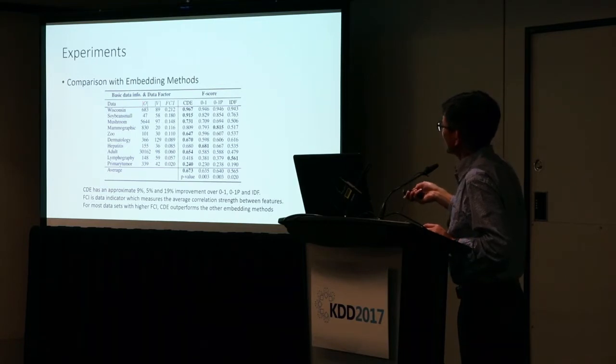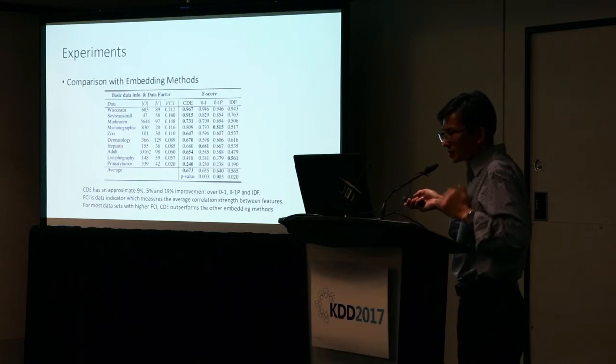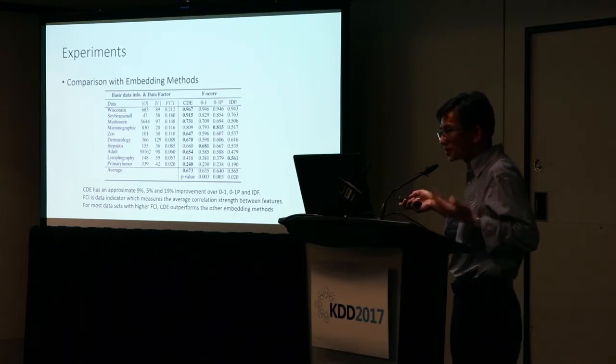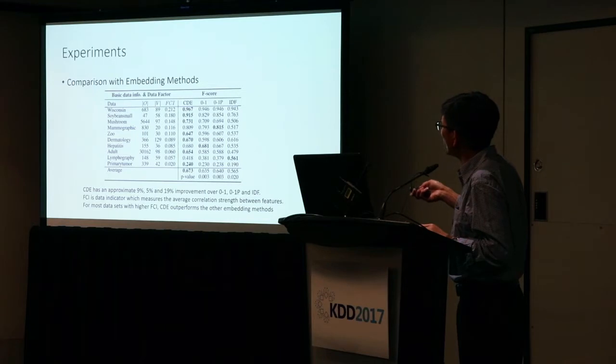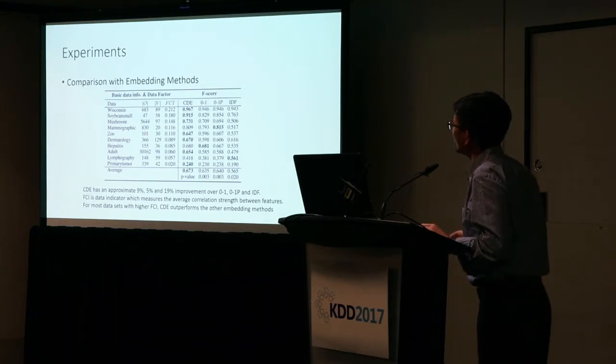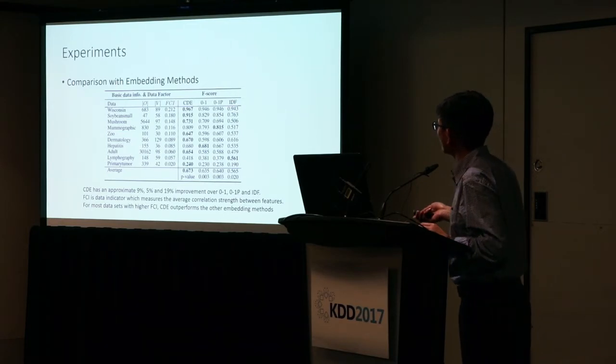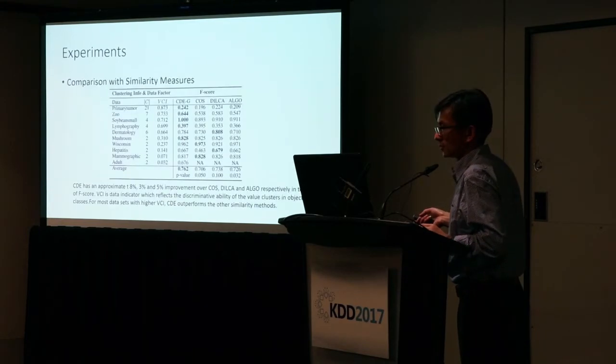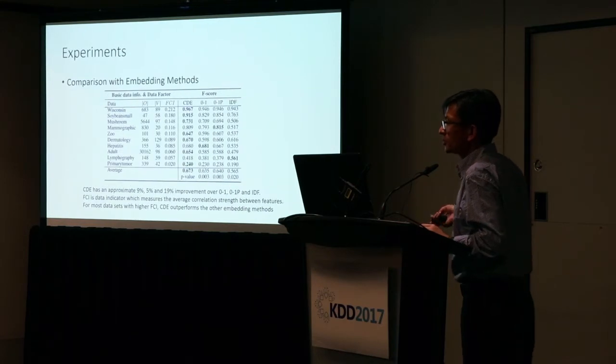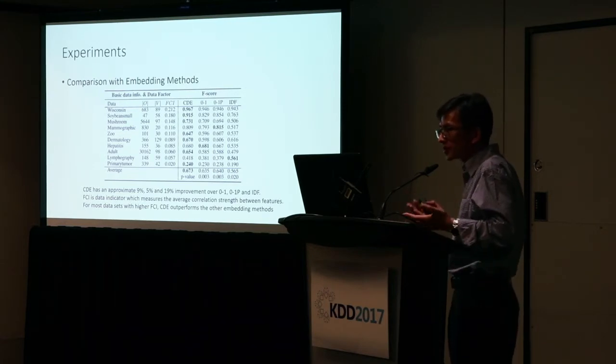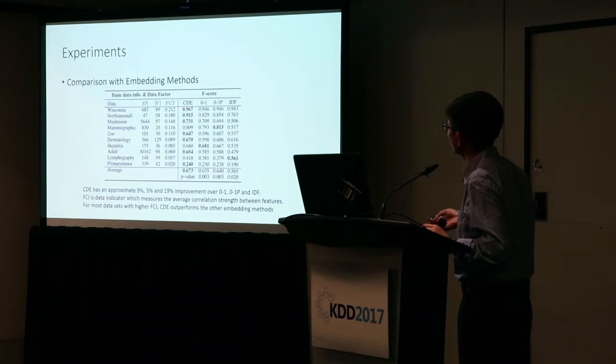So we got the user data again. We always use simple data, so you use a very simple data and see whether we need a more powerful technique to work on those simple data. So you have the number of objects and the number of values, and there's one thing we call FCI, the feature correlation. It's one particular indicator we calculate to measure the average correlation strength between the features.